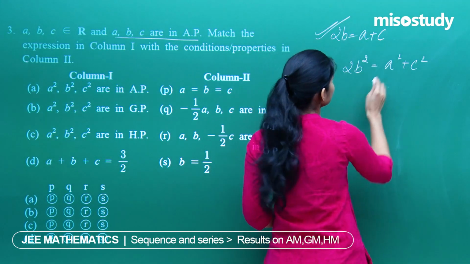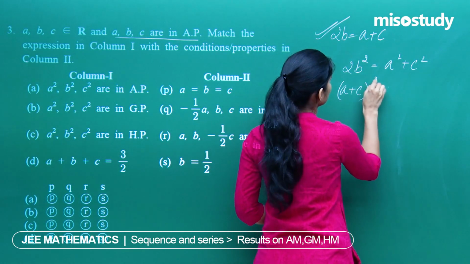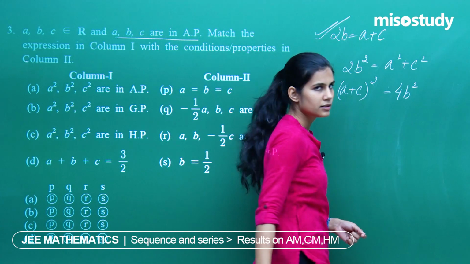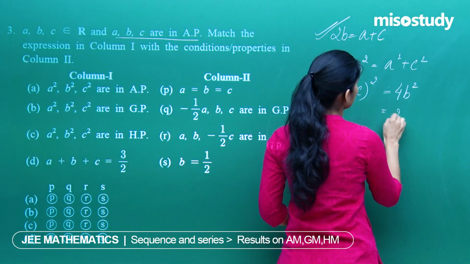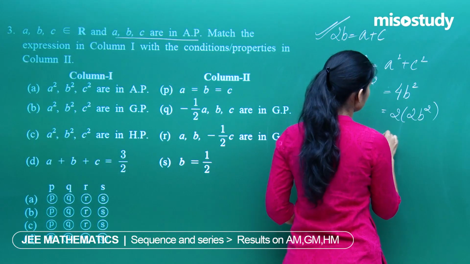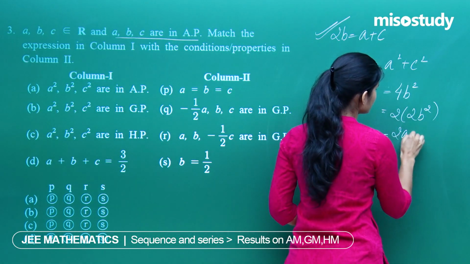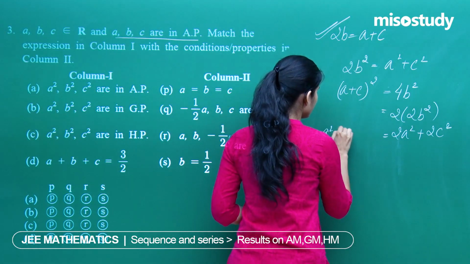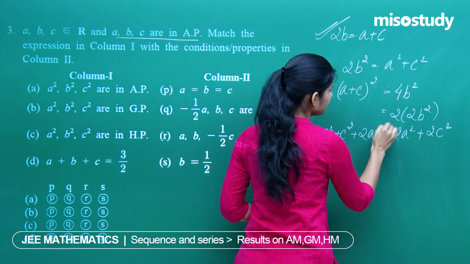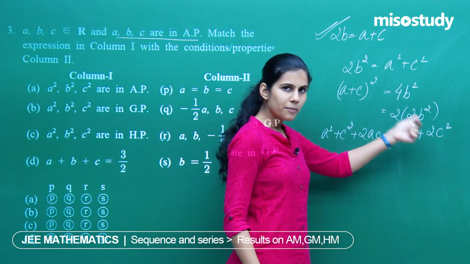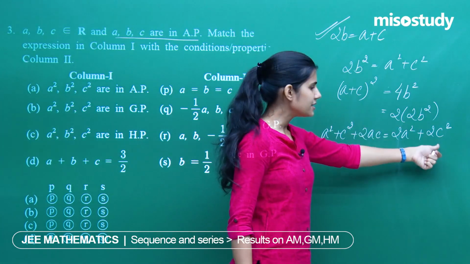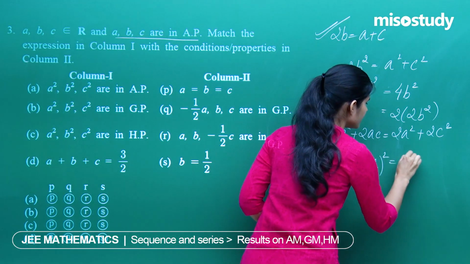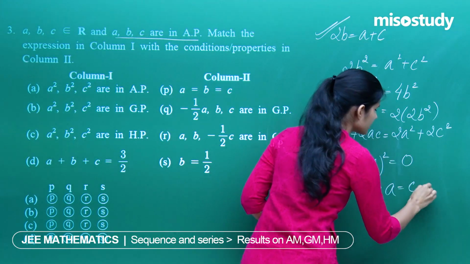Fine. Now (a plus c) whole square is what? (a plus c) whole square is (2b) whole square, right? What is 4b square? It is twice of 2b square, but 2b square is a square plus c square, so this is 2a square plus 2c square. This is (a plus c) whole square, which is a square plus c square plus twice of ac. Now 2a square minus a square is a square, 2c square minus c square is c square, minus 2ac gives you (a minus c) whole square is 0, which means a equals c.